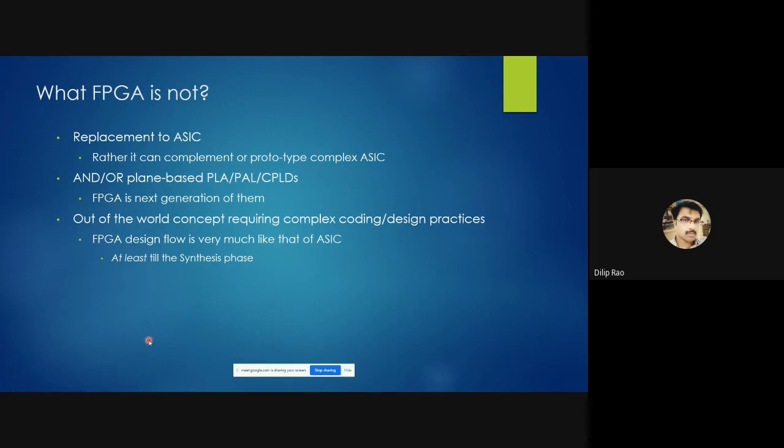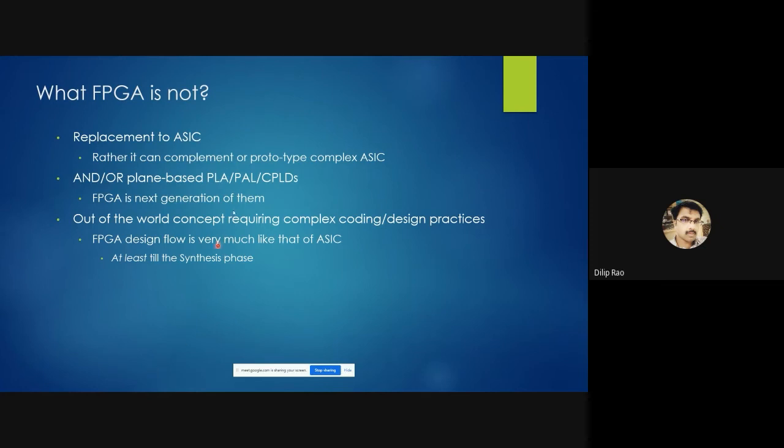It comes with its cost penalty, and also it's not intended to be sold in high volume like an ASIC. It's only used to complement an IC design cycle or an ASIC design cycle, or where you have to prototype a complex ASIC. That's where this comes into play.